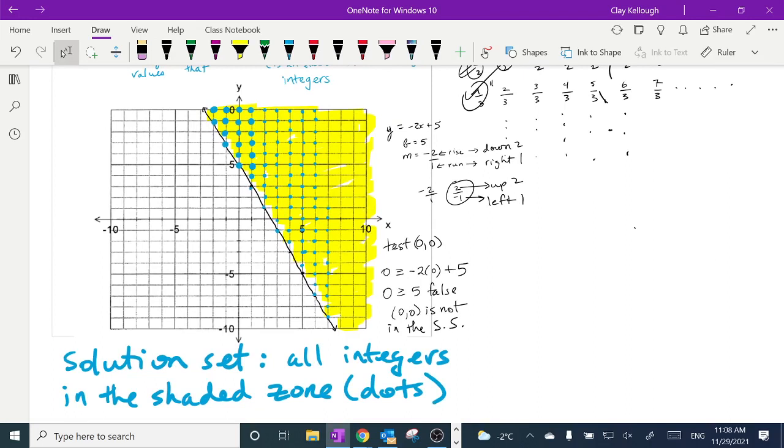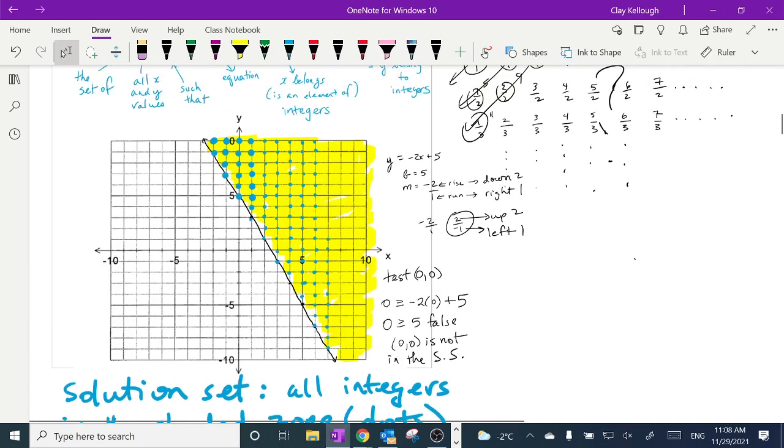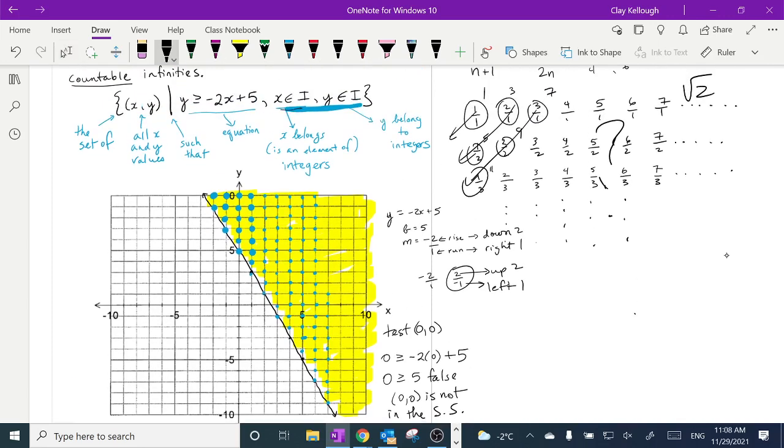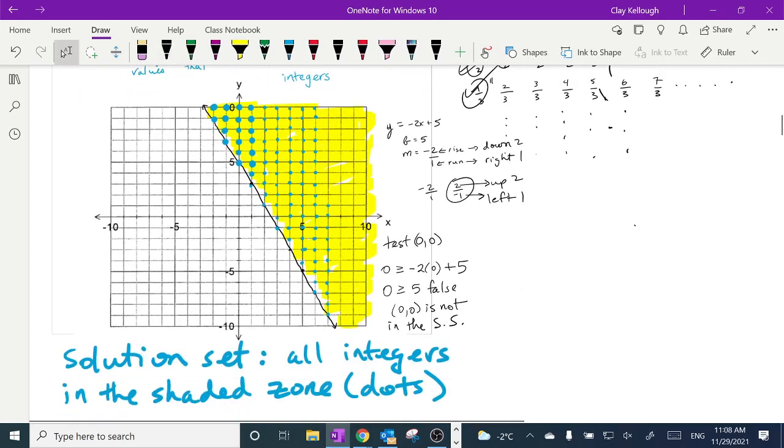Question? That's right. The reason we're dotting, the reason we don't say everything in here is the answer, is because the answer can't have fractions and decimals. It's got to be integers. So all of these dots that we made are potential answers. Like this point right here. I didn't graph this one yet. 9, 1 is an answer.